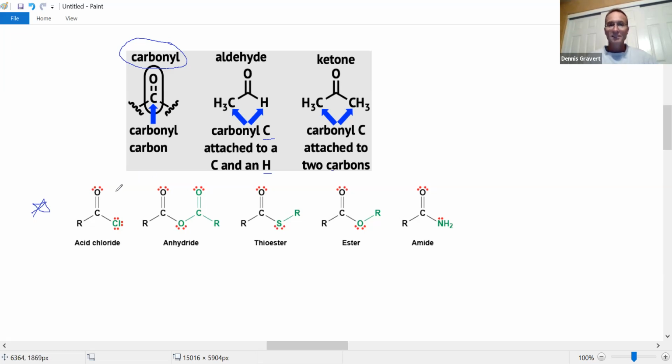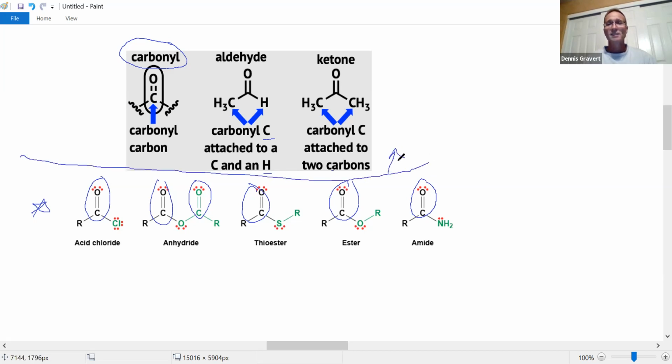They all possess carbonyls, right? That's a carbonyl, that's a carbonyl, carbonyl for everybody. But they're all different types of carbonyls, right? Got to keep them separate in our minds. Aldehydes and ketones are one type of carbonyl. These 5 are a different type of carbonyl.